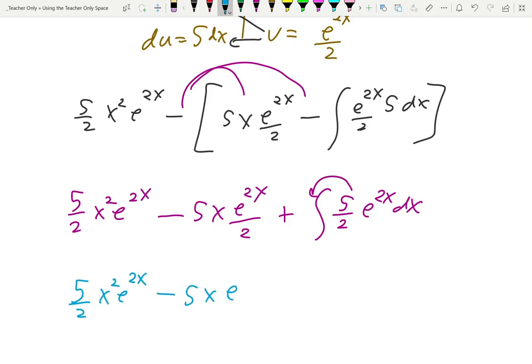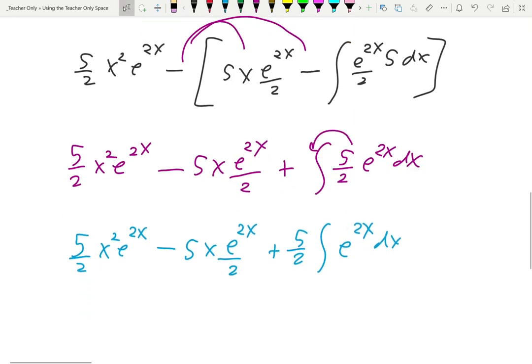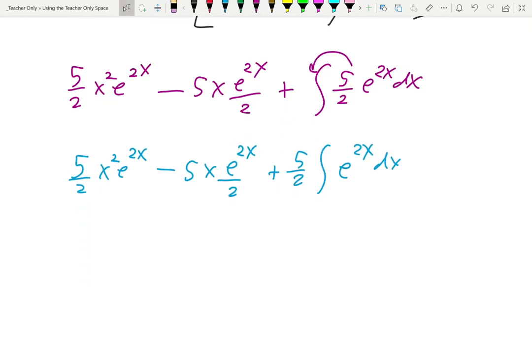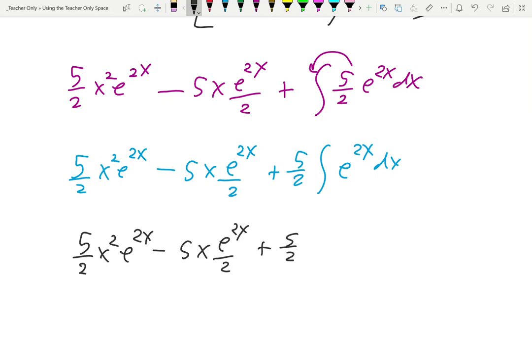So we're going to rewrite this as plus 5 halves times the antiderivative of e to the 2x dx, right? We can only do that with constants. We cannot do that with variables, but 5 halves is just a number, so it's a great time to do it. Now we do this antiderivative, and we're almost done. 5 halves x squared e to the 2x minus 5x e to the 2x divided by 2 plus 5 halves, and then what is the antiderivative of e to the 2x? We've already done it twice. Let's do it a third time. That would be e to the 2x divided by 2. And finally, we can put a plus c, which will account for all the antiderivatives that we have done throughout the entire problem.